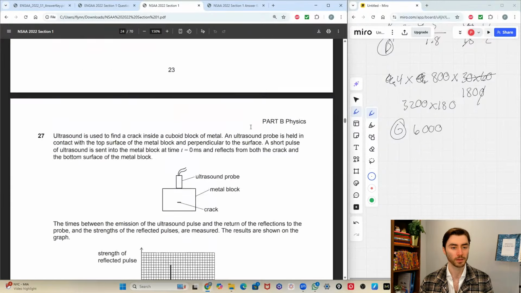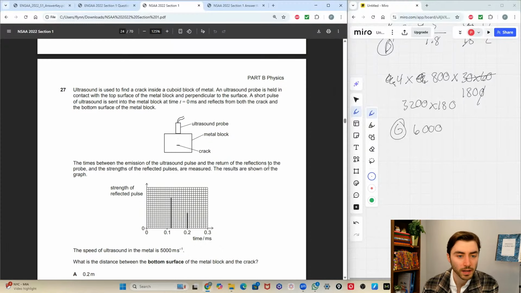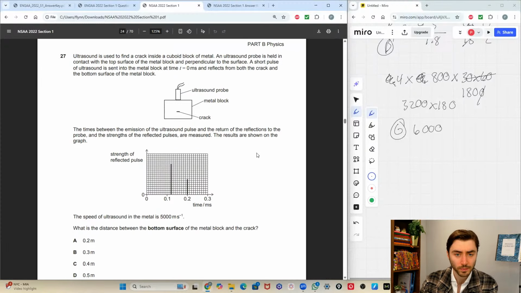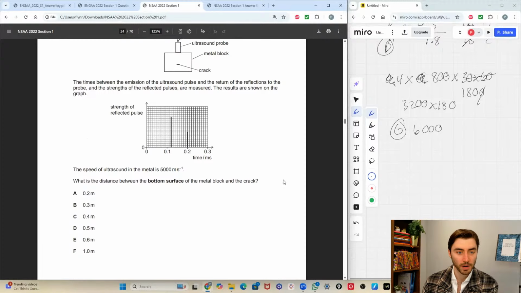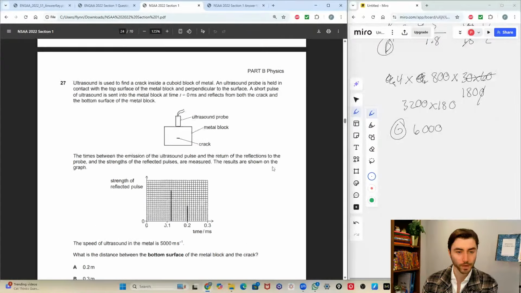Okay, ultrasound. Let me zoom out. Find a crack inside a cuboid block of metal. Ultrasound probe is held in contact. A short pulse is sent into the metal block and reflects. So that's how long it takes to get back, and the reflections return to the probe. Okay, what's the distance between the bottom surface and the crack? Okay, so I'm going to zoom in.